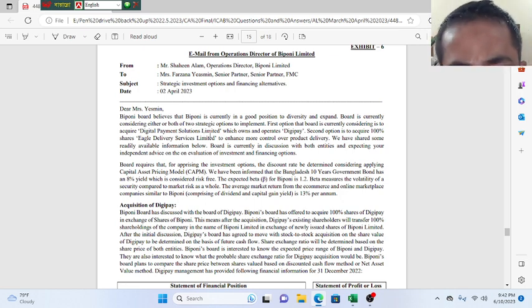The first option being considered is to acquire digital payment solutions, which owns and operates DigiPay digital payment. There is MFS there, payment services of digital payment. The second option is to acquire 100% of shares of Eagle delivery service to gain more control over product delivery. We have shared some readily available information below. The board is currently discussing with both entities, expecting your independent advice on the evaluation of investment and financing options.